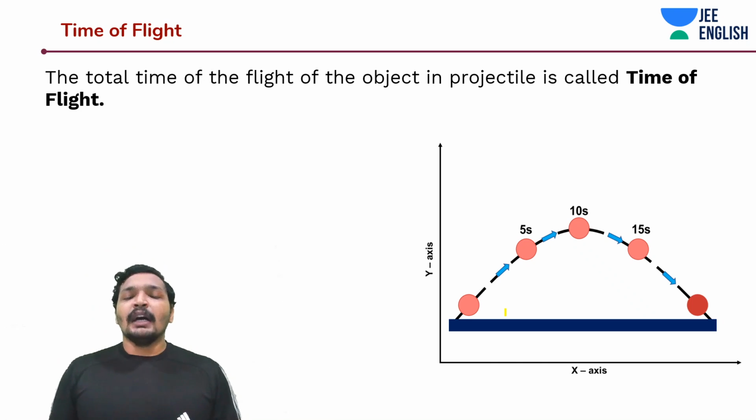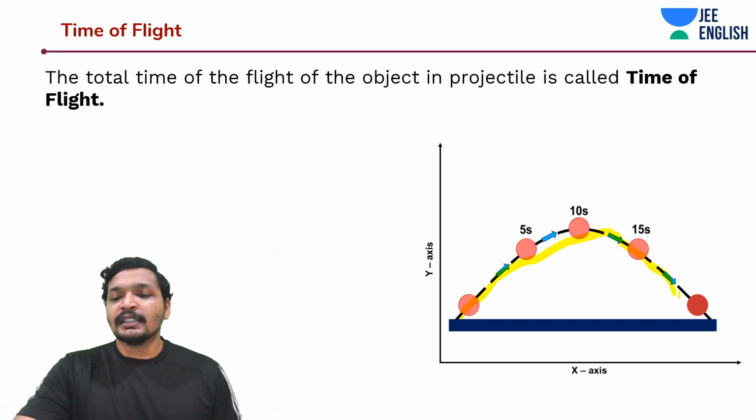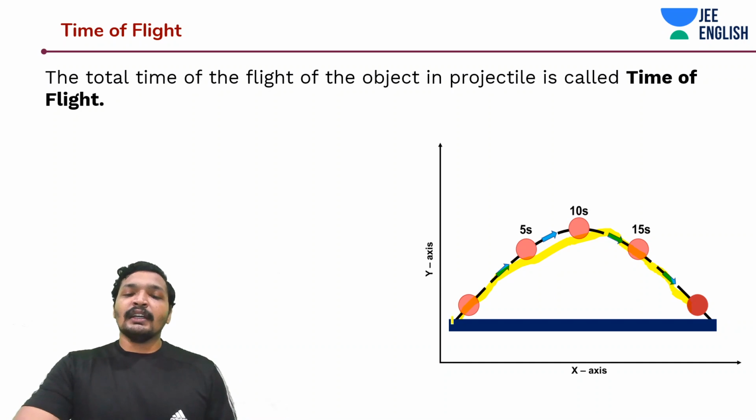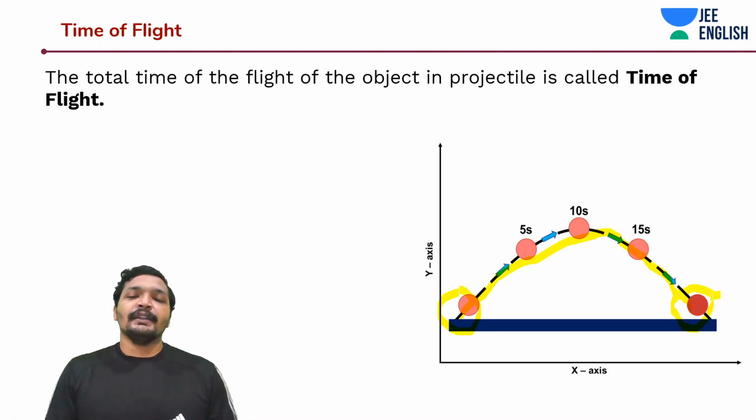Okay, and you see over here, this object is varying both along the x and y axis along with time, but at a certain time the projectile motion has come to an end. This total time from the initial point to the final point is called the total time of flight.